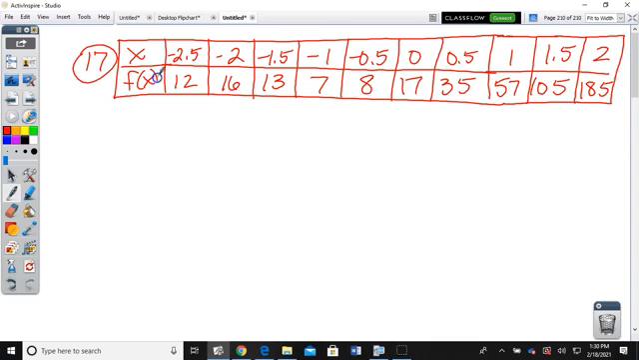All right, so first we're going to put this in our stat, but before that we need to know what type of function we're dealing with. You can know that from counting how many times it goes up and down. From 12 to 16, that went up. 16 to 13 went down. 13 to 7 went down. 7 to 8 went up. 8 to 17 went up. 17 to 35 went up. 35 to 57 went up. 57 to 105 went up. And 105 to 185 went up.